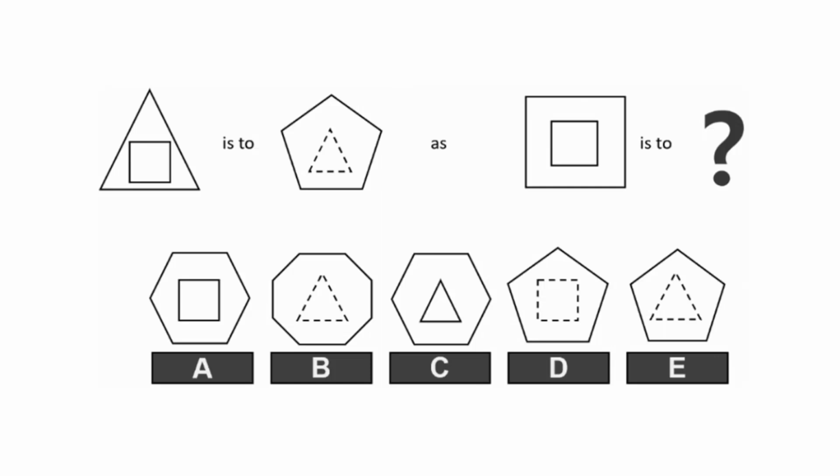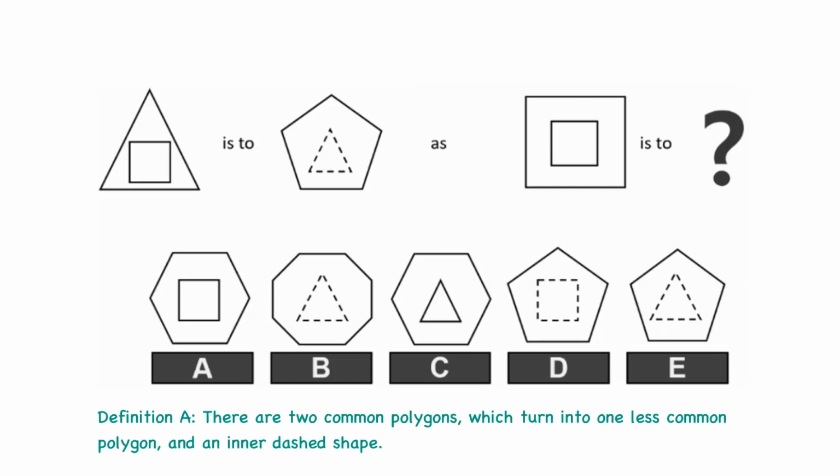So we can start with definition A. There are 2 common polygons, which turn into 1 less common polygon and an inner shape. So that's referring to we have 2 common polygons in element 1. We have a square and a triangle, which turns into 1 less common polygon, which is referring to this pentagon in the outer shape in element 2, and an inner dash shape, which is what we see with this triangle in element 2.